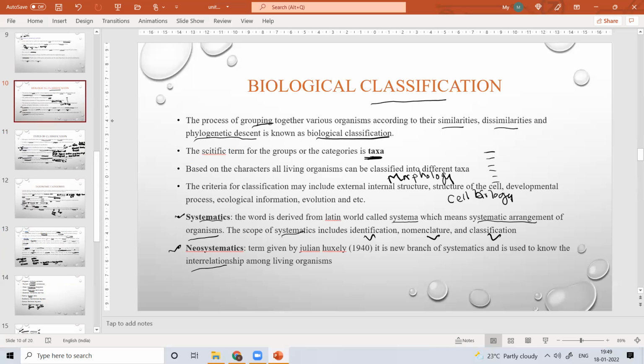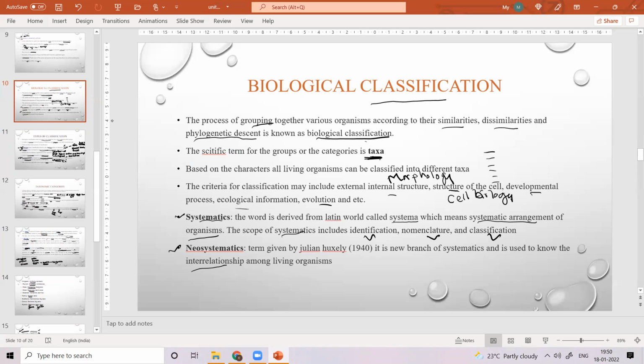And biological classification. What do we mean by biological classification? We also discussed it based on similarities and dissimilarities. We group the organisms into related groups. That is called biological classification. Here, the scientific term for groups or categories is called taxa. It includes many features like internal features, structure of the cell, developmental processes, ecological information, and evolution. All these characters will be considered, and those are helpful to classify the organisms.